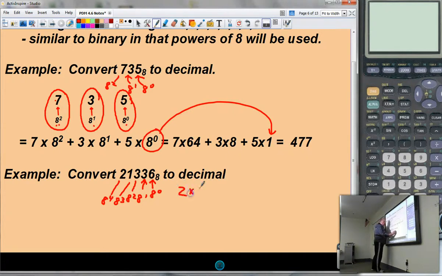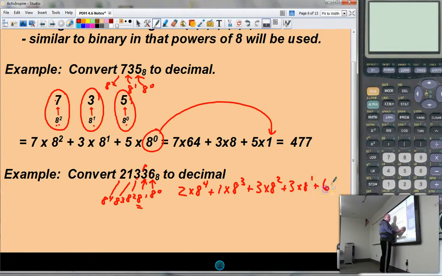So I have 2 times 8 to the 4th plus 1 times 8 cubed plus 3 times 8 squared plus 3 times 8 to the first plus 6 times 8 to the 0. Okay? Pretty much your last digit is always just going to be whatever you see, because 8 to the 0 is going to be 1, 6 times 1 is 6. So really you're just tacking on 6 at the end.